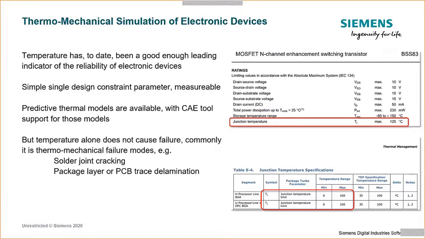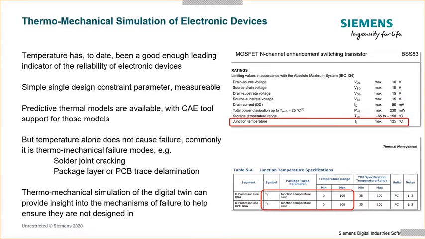However, temperature alone does not cause or account for failure. Commonly, it is thermomechanical failure modes and mechanisms, most commonly solder joint cracking, or often some type of package layer or PCB trace delamination. Thermomechanical simulation of the digital twin can provide insight into the mechanisms of failure to help ensure they are not designed in.